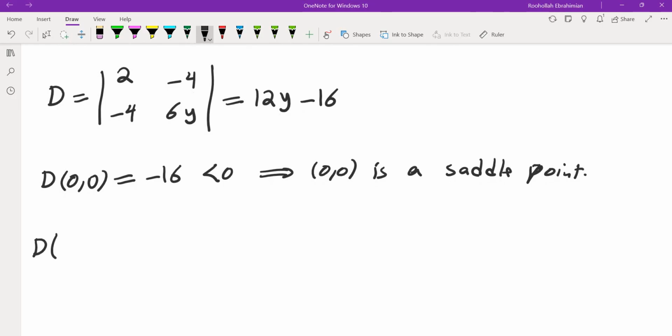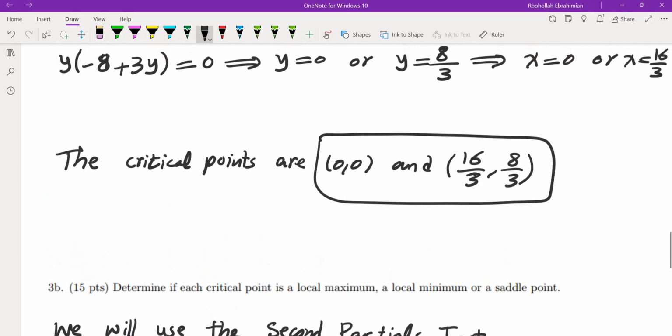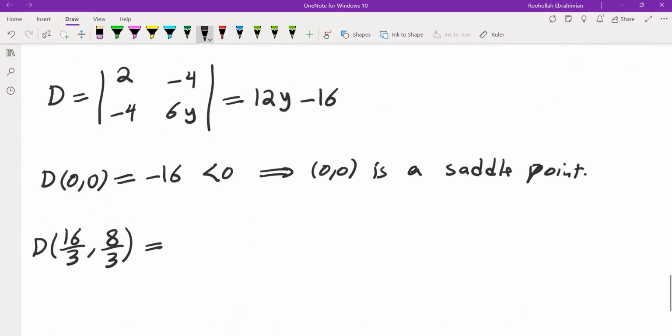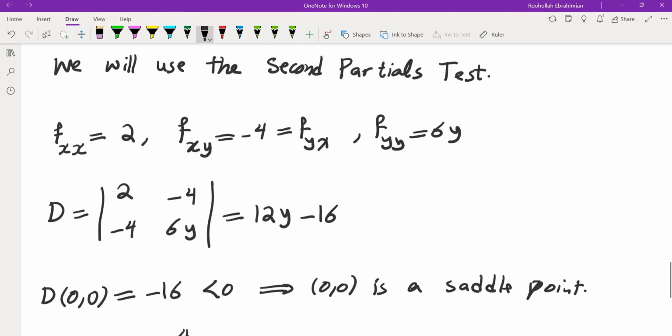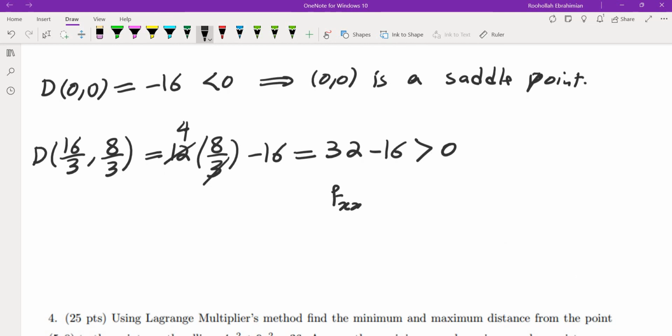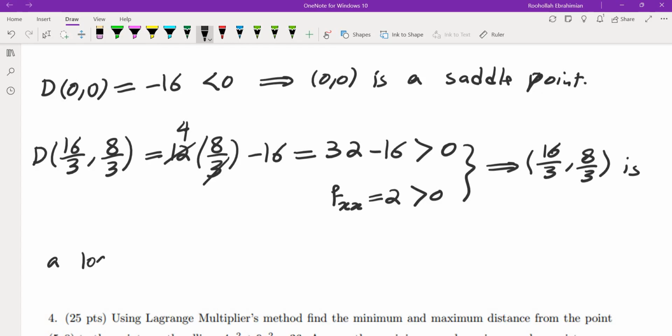Next, we're going to plug in the point that we found, 16 over 3, 8 over 3. I believe that's what we had before. Yes, and we will get 12 times y, which is 8 over 3, minus 16. So we're going to simplify this: 4 times 8 is 32, minus 16. So that's positive. We cannot say it is the minimum or maximum without checking f sub xx. F sub xx is 2, which is also positive. So these two tell us that 16 over 3, 8 over 3 is a local minimum.